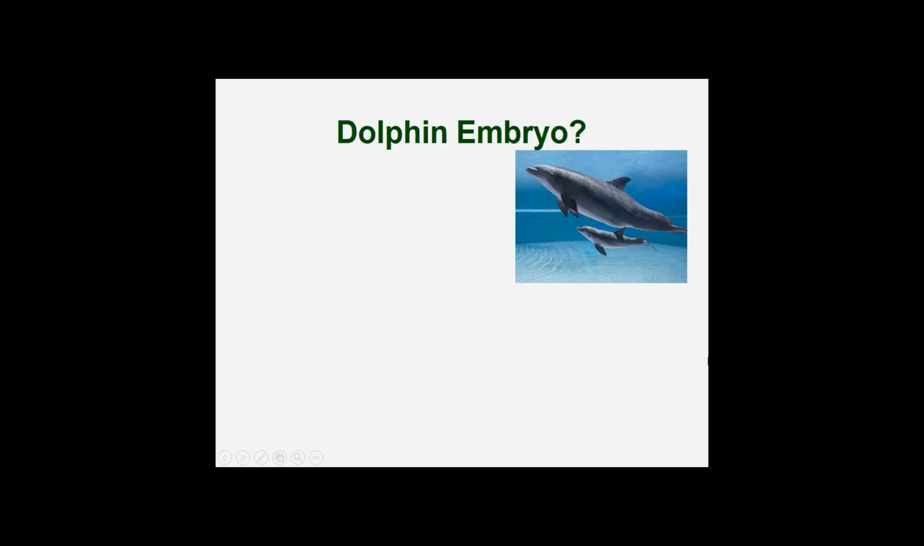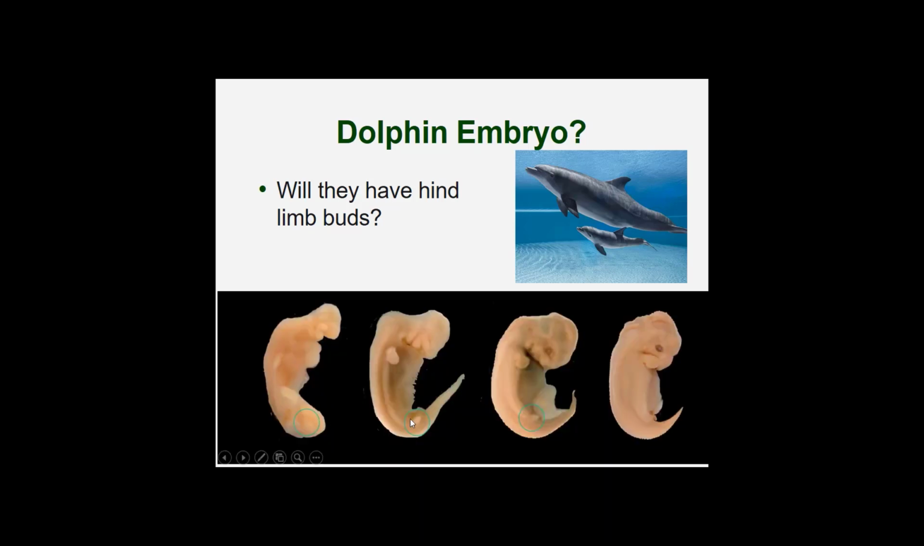What about a dolphin embryo? If we look at a dolphin, they do not have hind limbs. But the question is, will they have those hind limb buds that were present in the human? As we look at this embryo, what do we see early on in development? Right here are the front limb buds, there are the hind limb buds. So this is evidence that their ancestors had hind limbs. So this embryology really can help us to trace the relationships and ancestry of organisms.